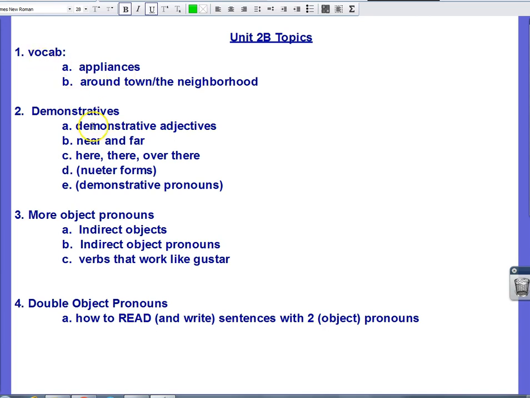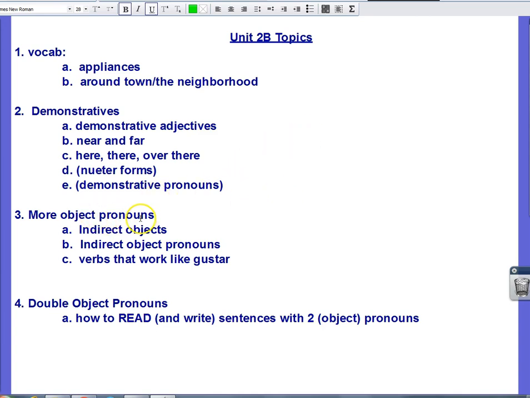Demonstratives demonstrate where things are. Demonstratives are this and these. They have T's. That and those don't. That and those, far away, start with A. The aquel, aquella. Near and far, cerca and lejos. Here, there, over there. Aquí, allí, allá. All of those things should mean something to you, and if not, go back over those video notes or your actual physical notes if you have them with you.